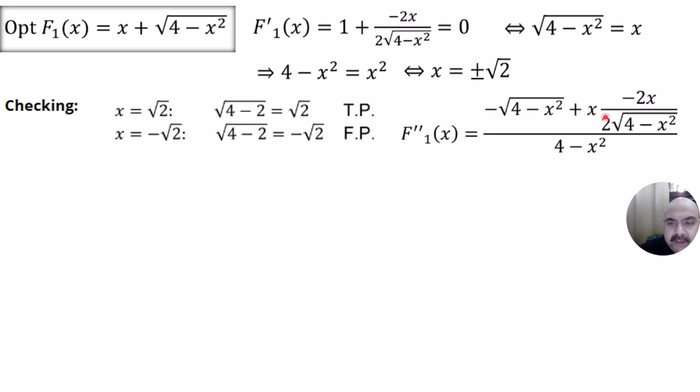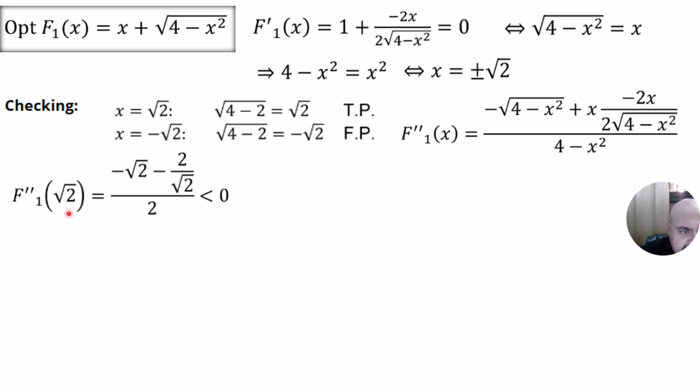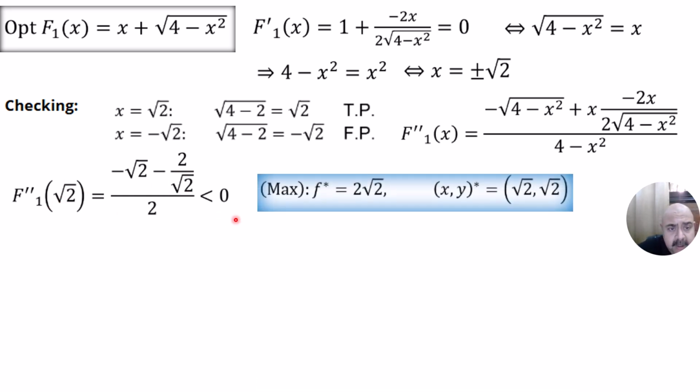I will go for the second derivative. It's really very simple, but you don't have to show it. And then start substituting by root 2, which is going to come up to a negative value, which means it's a maximization for the value of the function when x is root 2, y is equal to root 2, and the value will be as you can see.